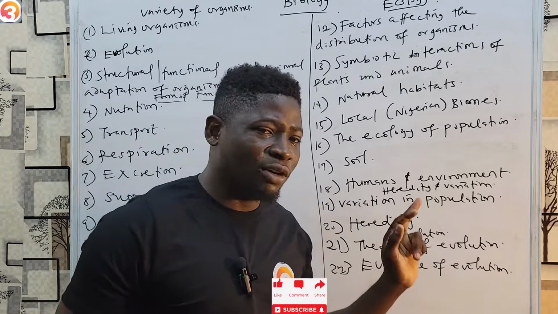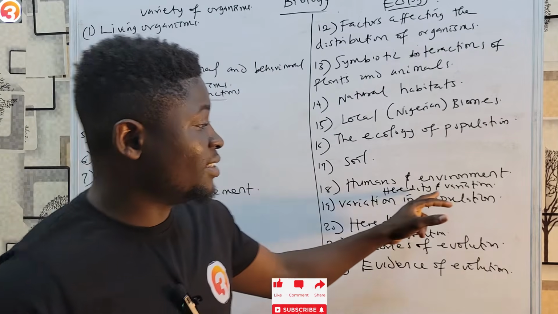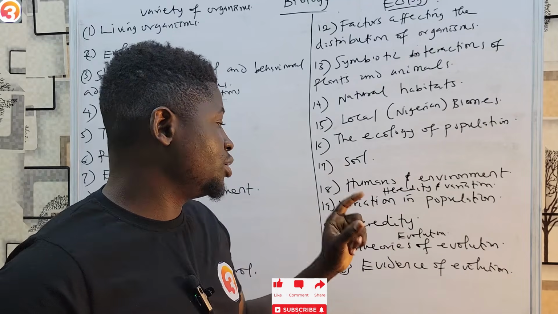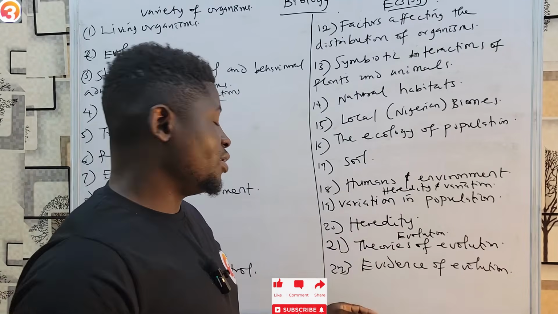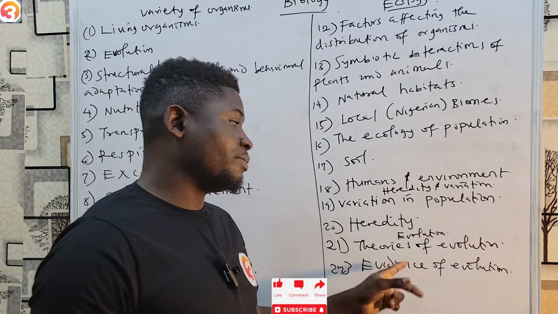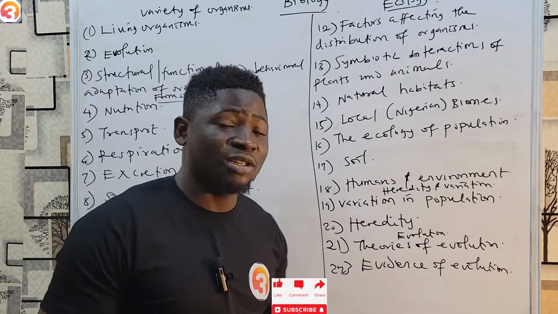So of course, the fourth part is heredity and variation. We'll talk about variation in population, and heredity. And of course, the last part is evolution. We'll talk about theories of evolution and evidence of evolution.